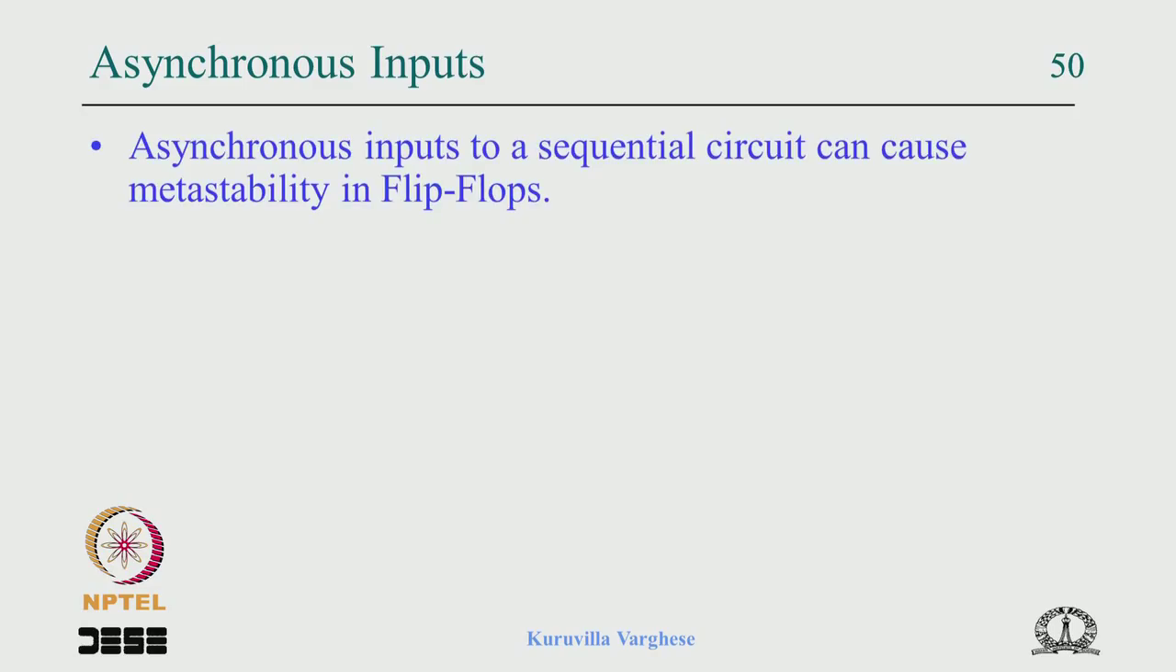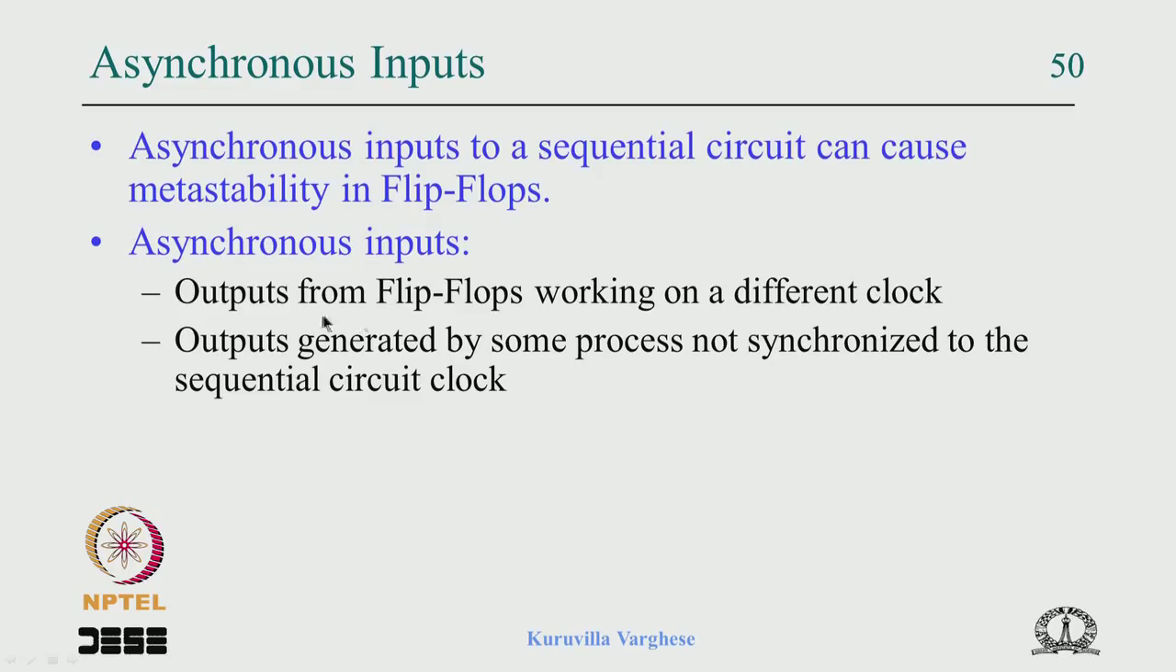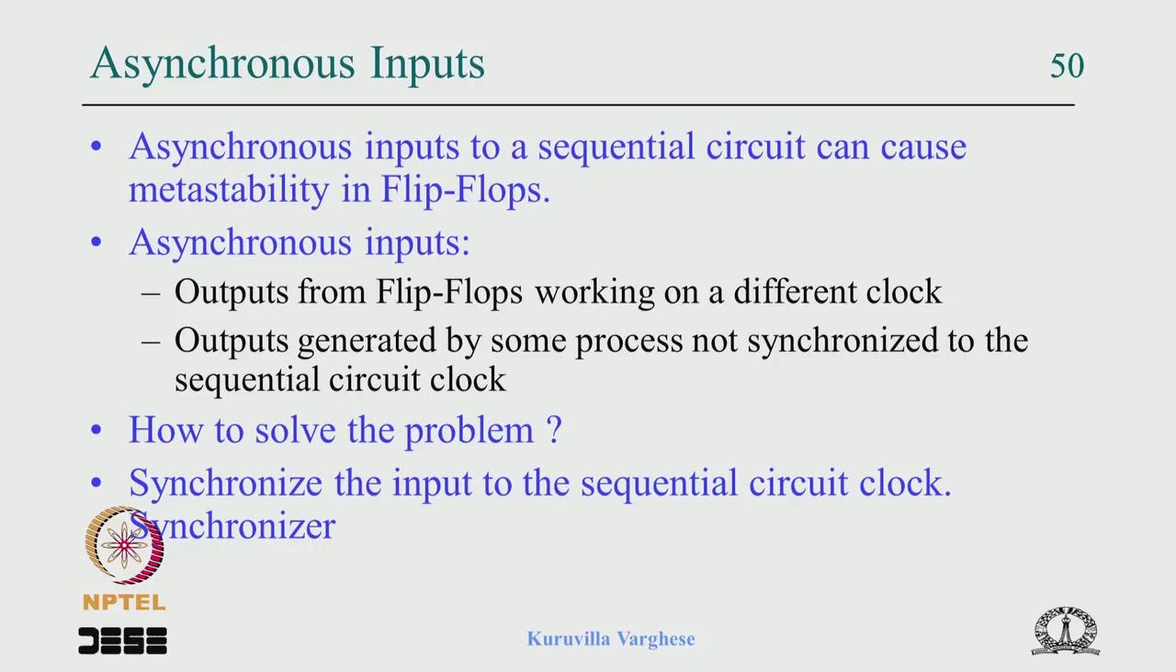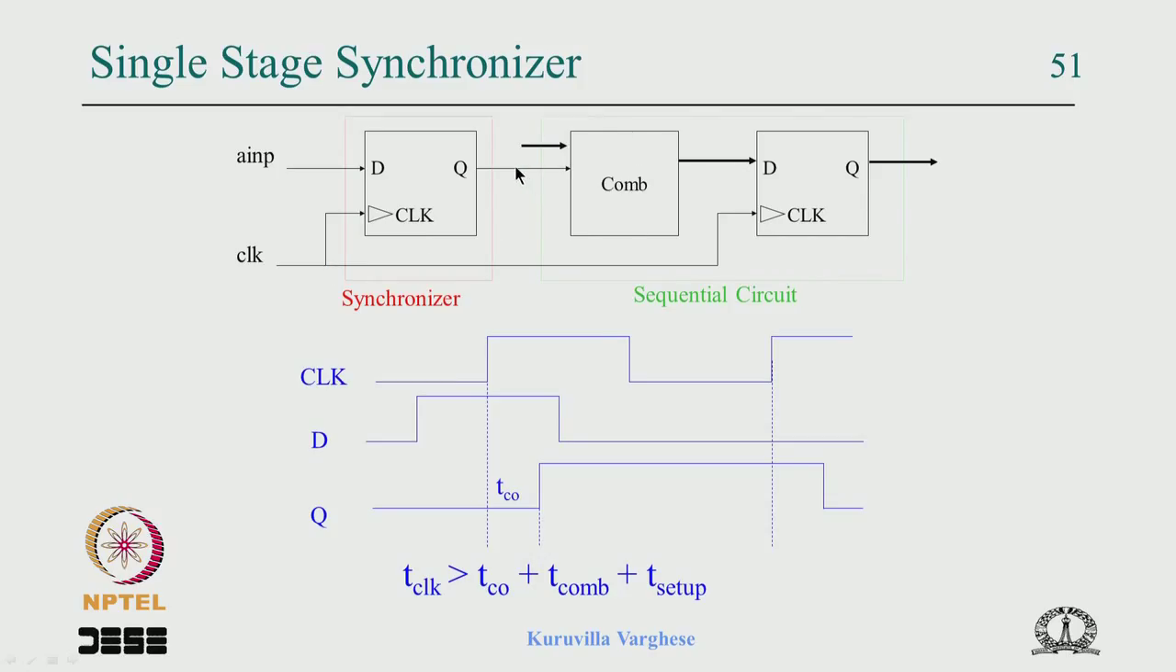When we say asynchronous input, it'll be an input which is generated on a flip flop or a register with a different clock, or a process which is not synchronized to the sequential circuit. So it is very easy to answer this question: the problem is that the input is asynchronous, so the solution is to synchronize it. Probably at the beginning you don't know how to synchronize, but it's very easy. Suppose there was an asynchronous input going to this combinational circuit and reaching a destination register. The way to synchronize is that you connect that asynchronous input to a D flip flop clocked by the same clock as the sequential circuit, and the Q is connected here.